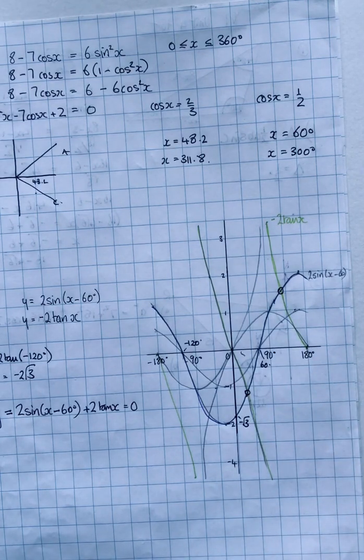So for part C, explain how you use the graph: where the graphs cross. How many solutions are there? There are 2.